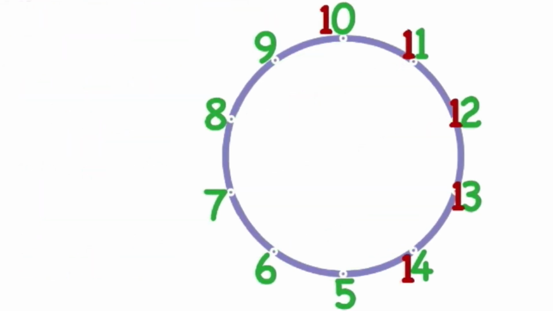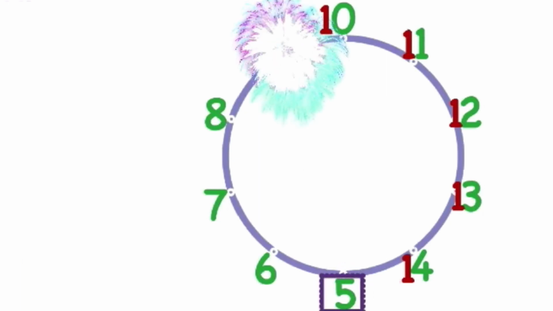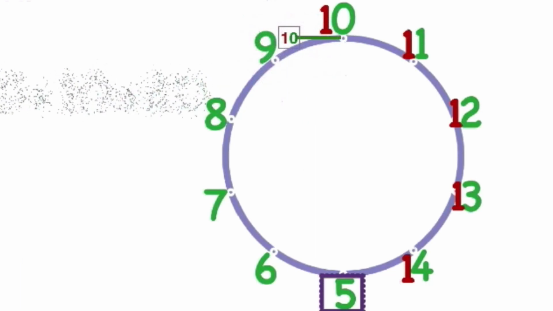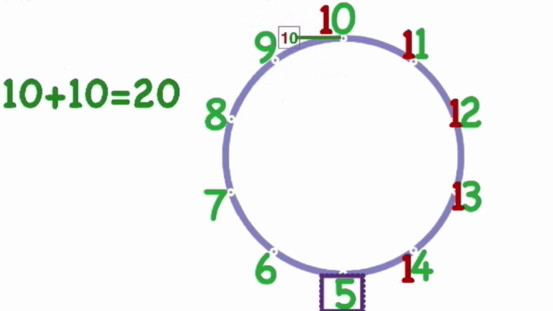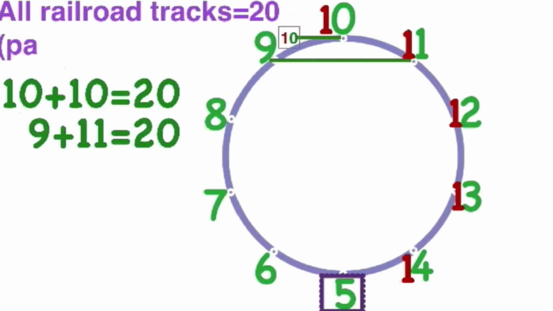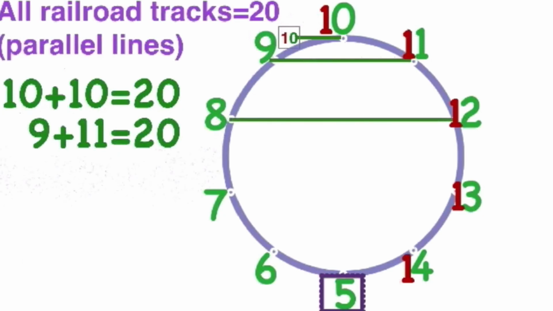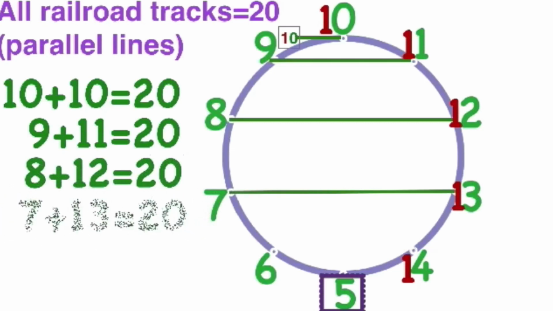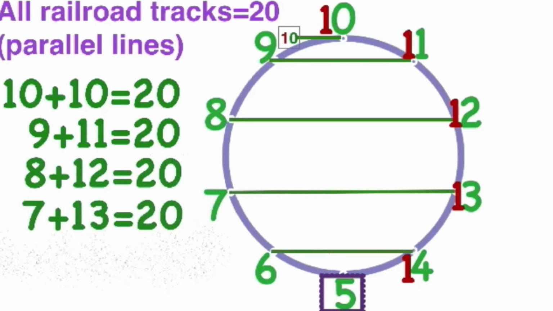And are we done? Oh, let's complete the wheel. So here we have a wheel, and we have 10 plus 10 to get to 20. And look at this, 9 and 11 are 20. 8 plus 12 are 20. 7 plus 13 are 20. 6 plus 14 are 20.